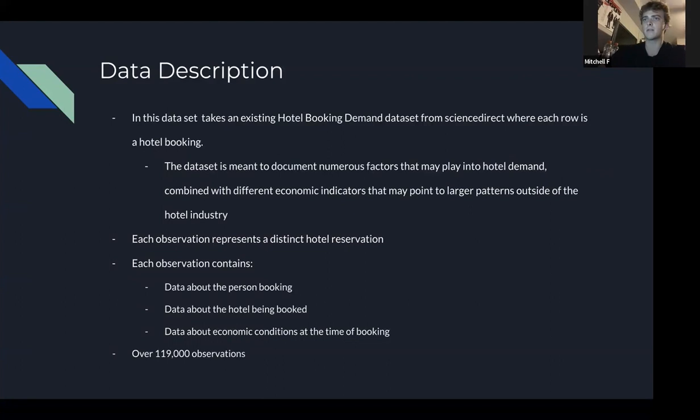A description of our data set: it takes an existing data set, hotel bookings demand, from Science Direct, where each row is a hotel booking. Each observation represents a distinct hotel reservation, and within those observations we have information about the person booking the hotel, the hotel being booked, and economic conditions at the time of booking. Altogether we have over 119,000 observations.